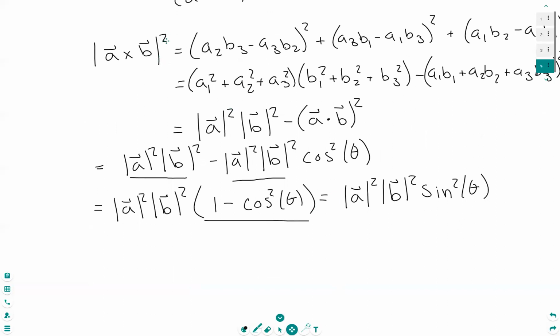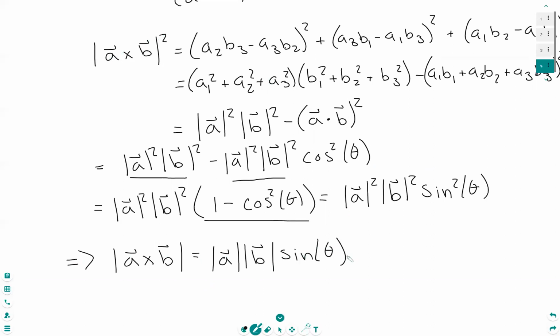Notice that we started by squaring this whole thing, right? So I have that the magnitude of this cross product squared is equal to this right-hand side where everything is squared. So at the end of the day, I can say that the magnitude of the cross product between A and B is the magnitude of A times the magnitude of B times sine of theta. And this is true when theta is between 0 and pi.